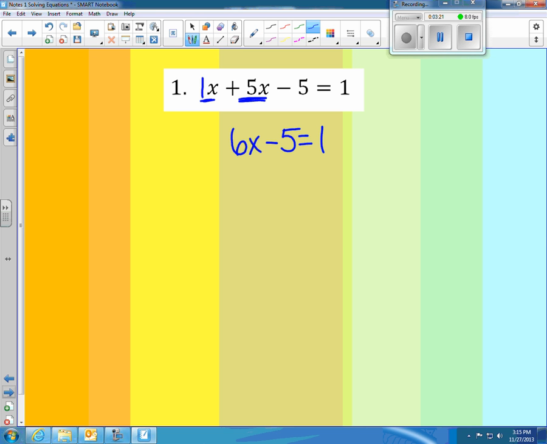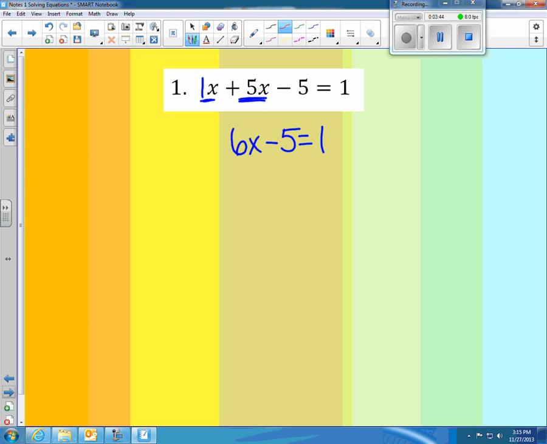Step 2, gather the variables to one side of the equal sign. Hey, we don't even have to do that. It's already taken care of for us. All of our x's are on the left side. Step 3, use addition or subtraction to cancel the constant. Constant, that means a term that has no variable with it. So if you don't know what a constant is, pause the video, write on the side of your notes. Constant, the term that has no variable.